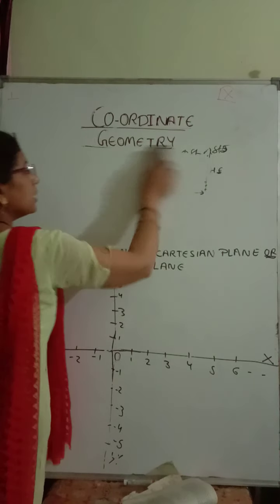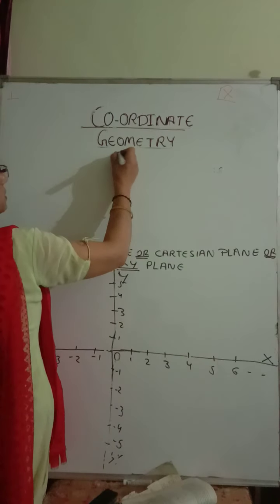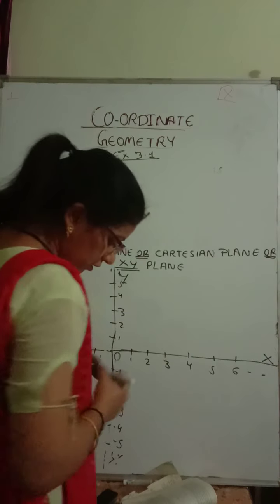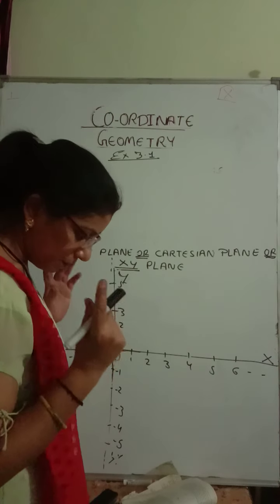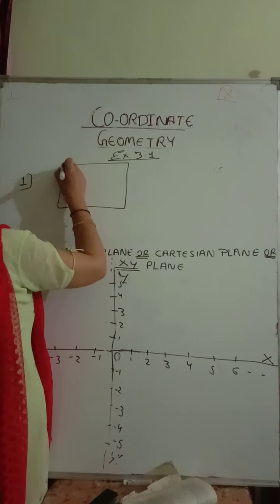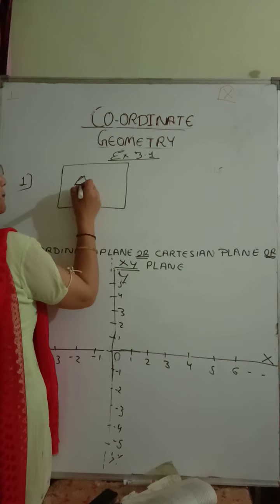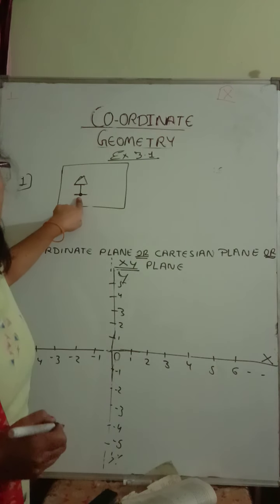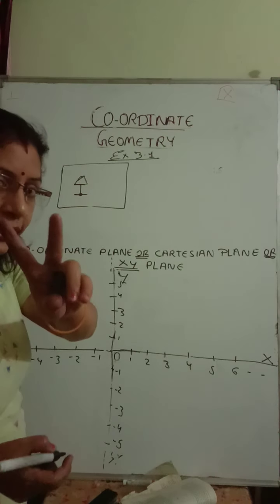Now directly we are starting exercise 3.1. In exercise 3.1, the first question is: how will you describe the position of a table lamp on your study table to another person? So this is your study table, and this is your table lamp. It is kept here, this is the point. How would you describe the position of the table lamp to another student? Do you want at least two pieces of information?